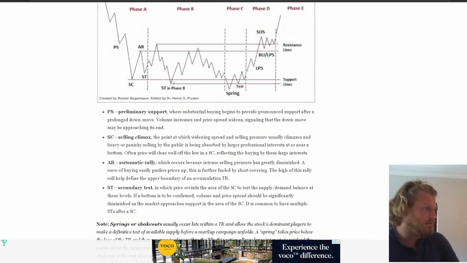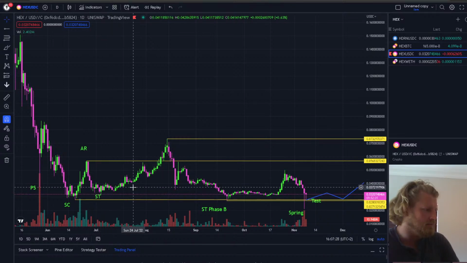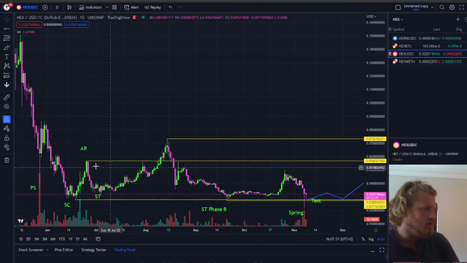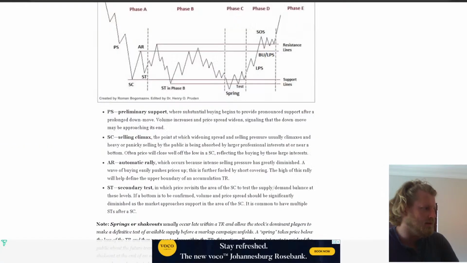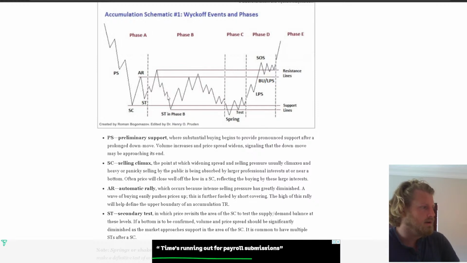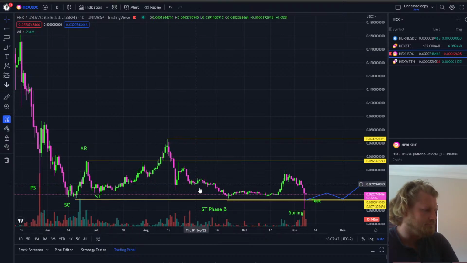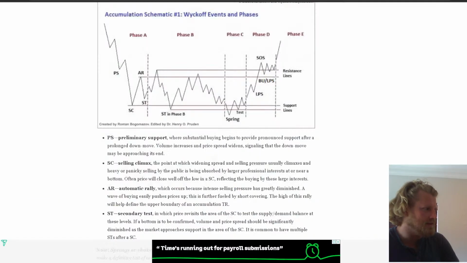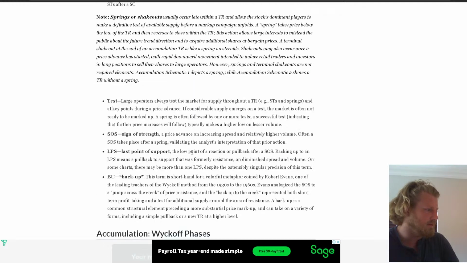A rally up again. You see the rally up here with nice waves, which breaks the automatic rally, the previous top over there, and makes a new higher low. It then crashes down again to your ST, your secondary test again over here, which is in phase B. You can see ST in phase B. This is the test here. Large operators always test the market for supply through a trading range and a key point during a price advance.